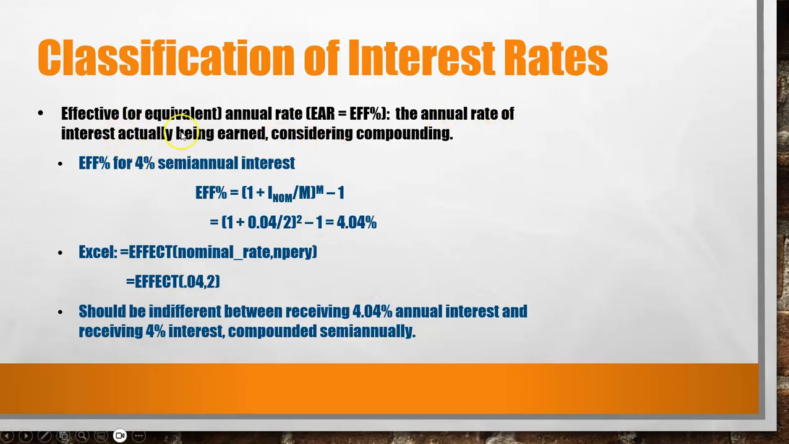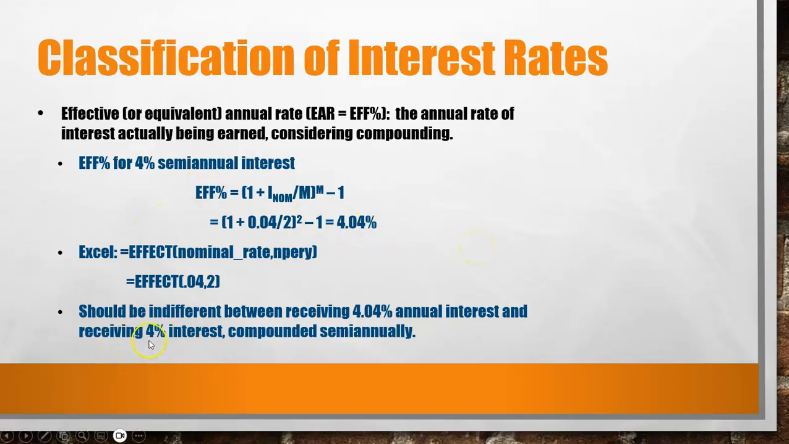Classification of interest rates, effective or equivalent annual rate. The effective annual rate is the annual rate of interest actually being earned, considering compounding. The effective rate for 4% is going to go up and up depending on how often you compound it. If it's monthly, see here, the semi-annual interest, it goes up. Whereas if it's just once a year, it's 4%. So the effective rate is 4%. The effective rate is 4.04.